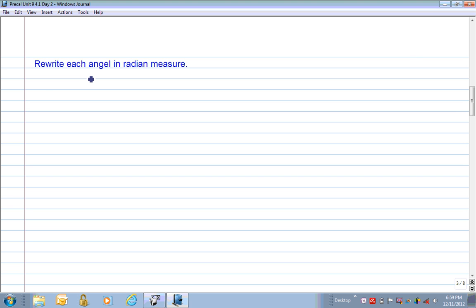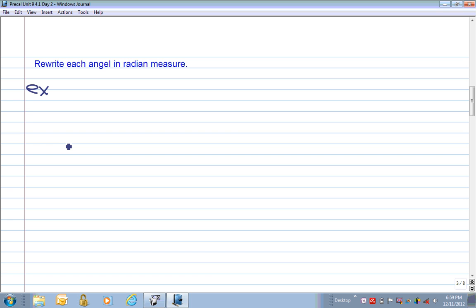Next, we're going to write each angle in radian measure. And this comes straight off of your unit circle, so make sure that you have that in front of you for right now. But remember, tomorrow we'll have a quiz on recreating the unit circle, the degrees and the radians.